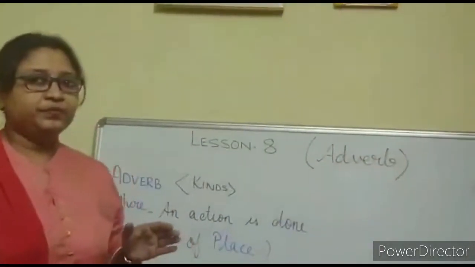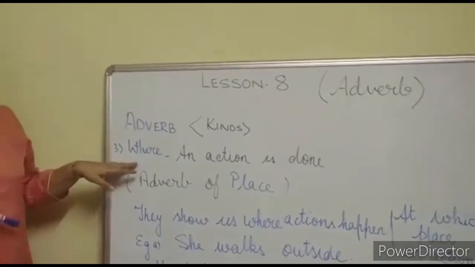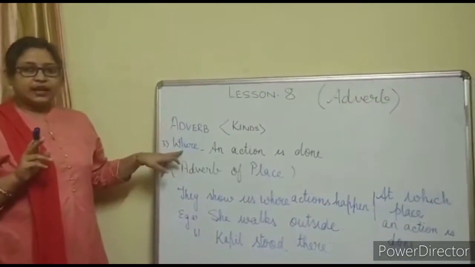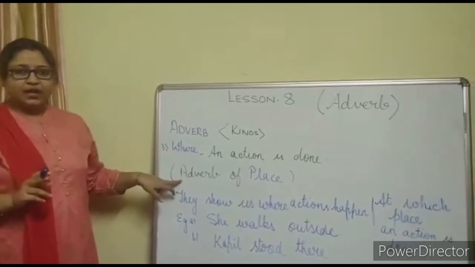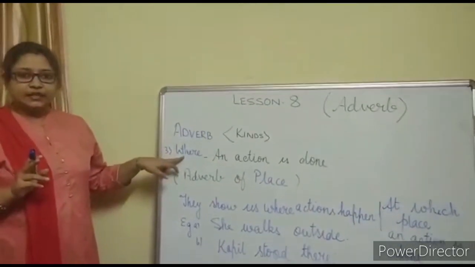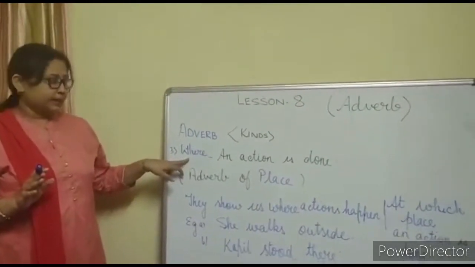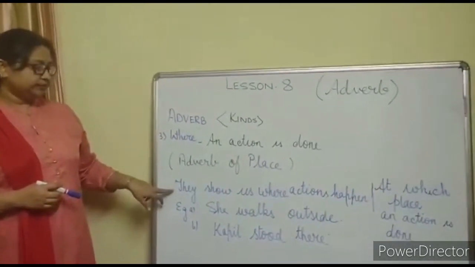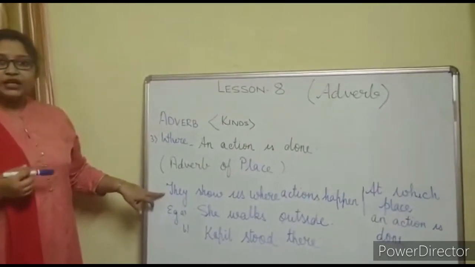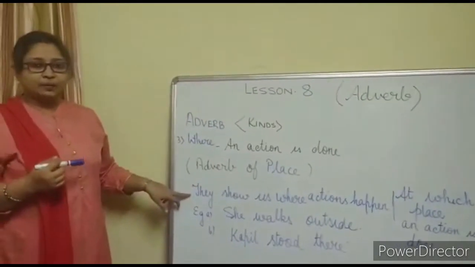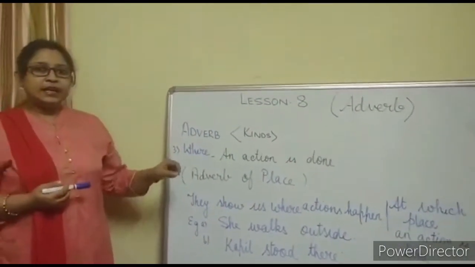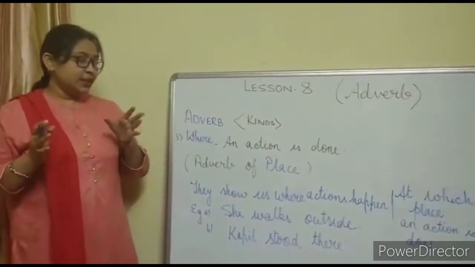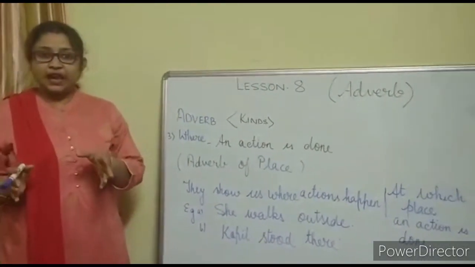Now have a look at the board, students. Now we are going to learn, students, the third and the last kind of adverb, and that is where. Where an action is done, and where refers to adverb of place. I am repeating once again. The third kind is where, that means where an action is done, and where refers to adverb of place. Now see the definition. They show us where action happens, or we can say that they tell us at which place an action is done. So these two are almost the same.